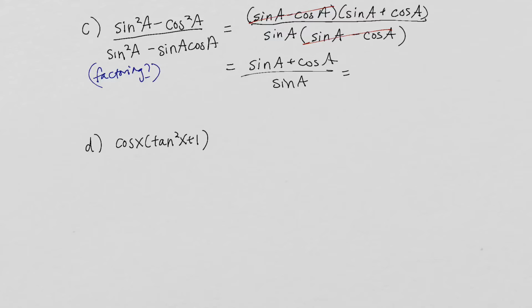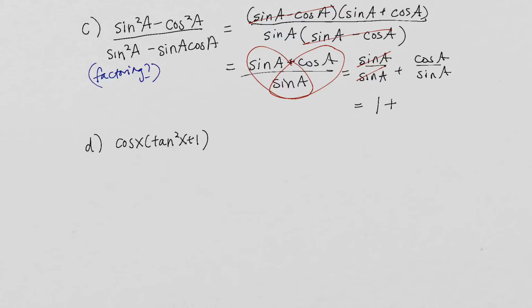Now, here, division distributes into addition, so I can split this up into 2 terms with addition in between. So this is the sine of A over the sine of A plus the cosine of A over the sine of A. And then we can cancel here into a 1. So the answer is 1 plus cosine over sine, which is cotangent of A. And that would be the simplest way to show the answer.